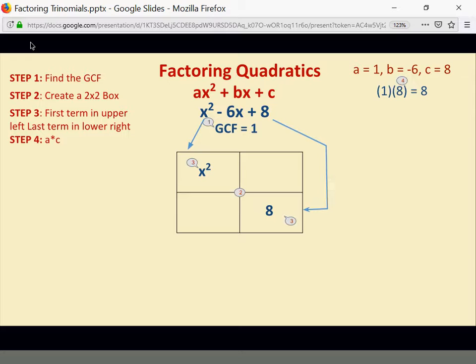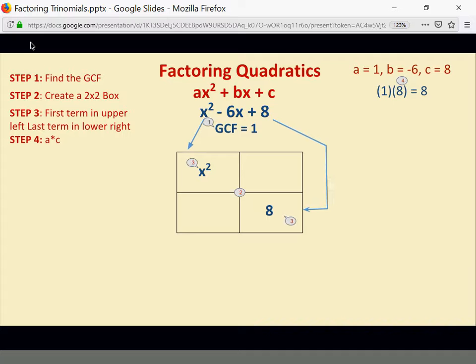All right. Step 4 is that once you find your A, B, and C and have that written down, you must do A times C. You need to find A times C. So in this case, what's my A? 1. What's my C? 8. So what's A times C? 1 times 8 is 8. All right, so that's step 4.